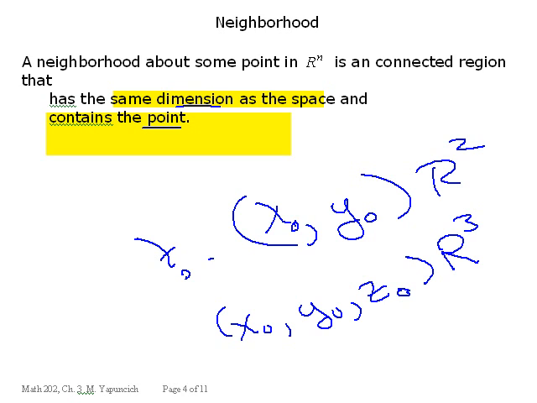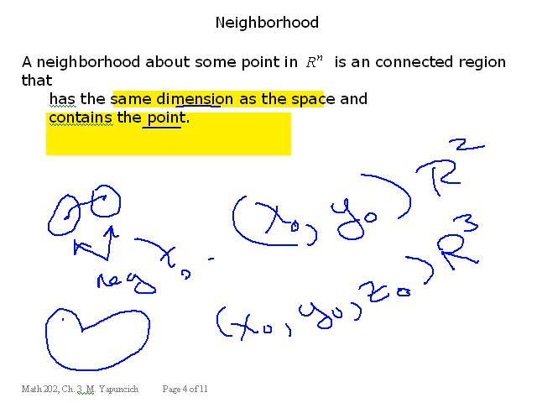Connected refers to a property of a region. For example, if I had something like this and said this was my region, it's not connected because I can't take a point here and draw any kind of line between them and stay completely in the region. If I have something like this, it's connected. I could go from here to here by staying inside the region. So this is a connected region. This is not connected. So the neighborhood has to be a connected region, same dimension as the space, and contain the point.